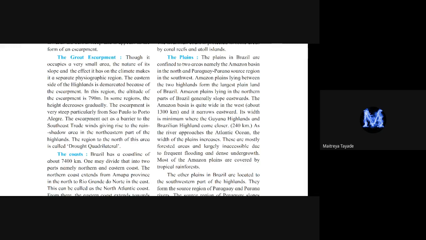If it were not of such significance, or if the escarpment did not change the climate, or if its slope were normal, it would not be a separate part of the physiographic regions. But the nature of its slope is very steep and it has an effect on the climate of Brazil. That's why it is a separate physiographic region and we are studying it.